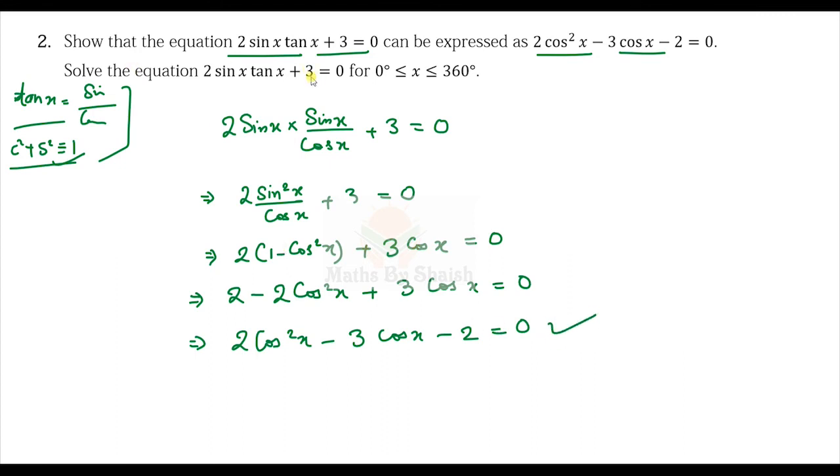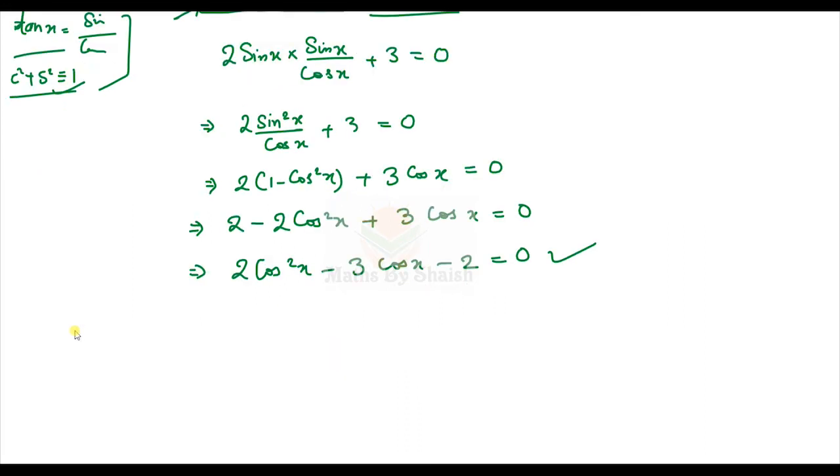Next is to solve the equation. Once we know that this can be expressed in this form, in order to solve it, we'll only solve this equation to get the value of x between 0 and 360 degrees. We can see it is a quadratic in cos, so the multiplication is 4, and by subtraction we should get 3.